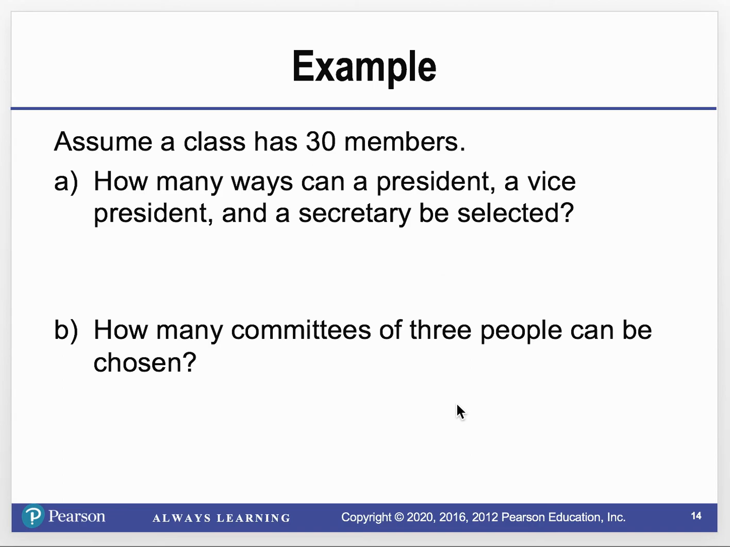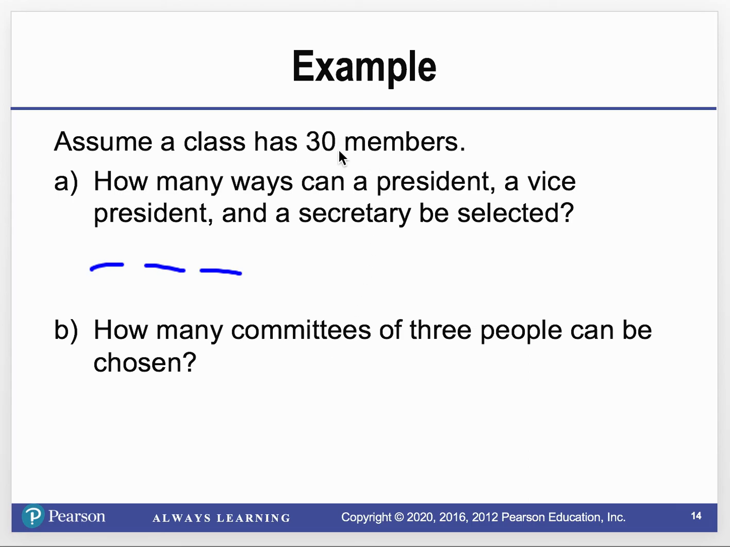Is the order important? Yes, because it is different if Vera is president and John is vice president than if John is president and Vera is vice president. That's a different order, right? They're ranked. So this is a permutation, and because there's 3 slots, right?